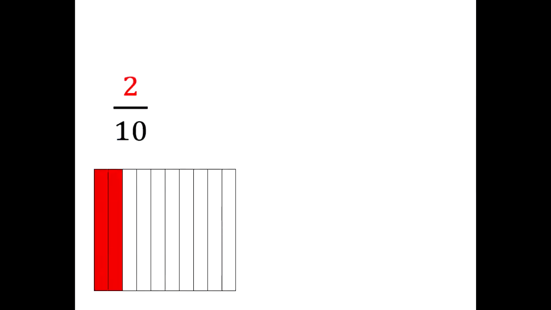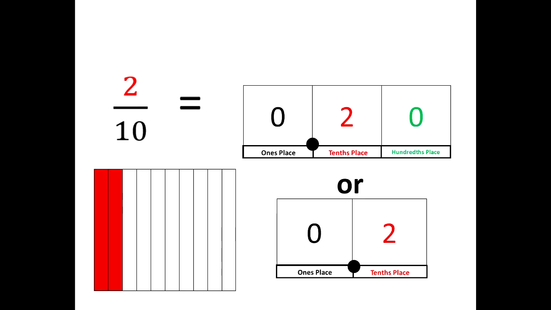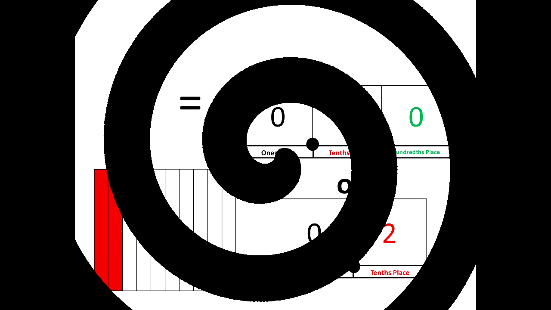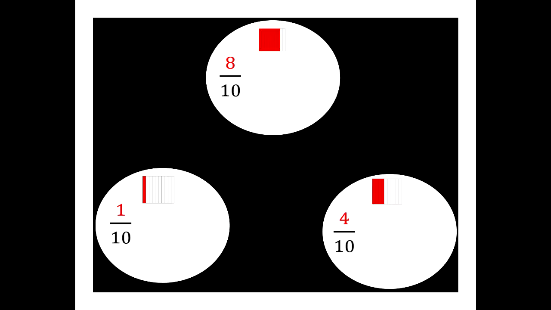For fractions with a denominator of 10, it is important to know that I'm dealing with tenths, or my whole has been cut into 10 parts. If I have the fraction 2 tenths, I can think of it as saying that I only have 2 out of 10 parts, or I only have 2 tenths. So it can be represented as a decimal as 0 and 2 tenths. Here are some other examples with fractions of tenths. 0 and 1 tenth, 0 and 8 tenths, 0 and 4 tenths.